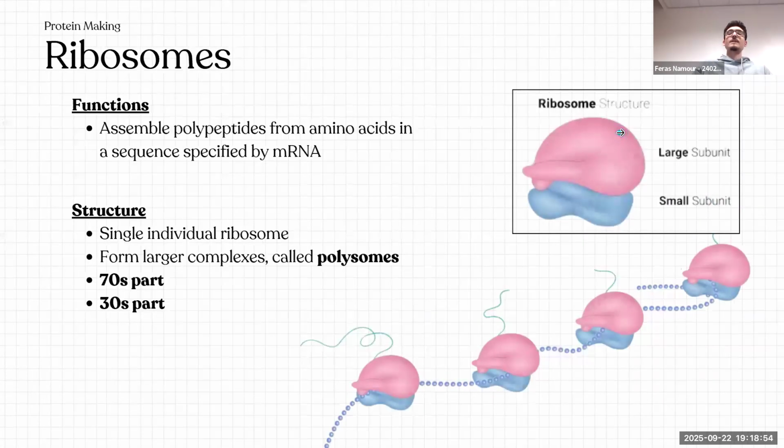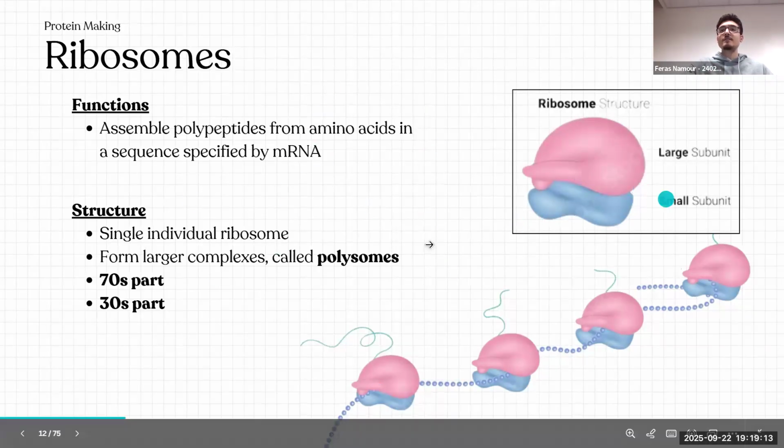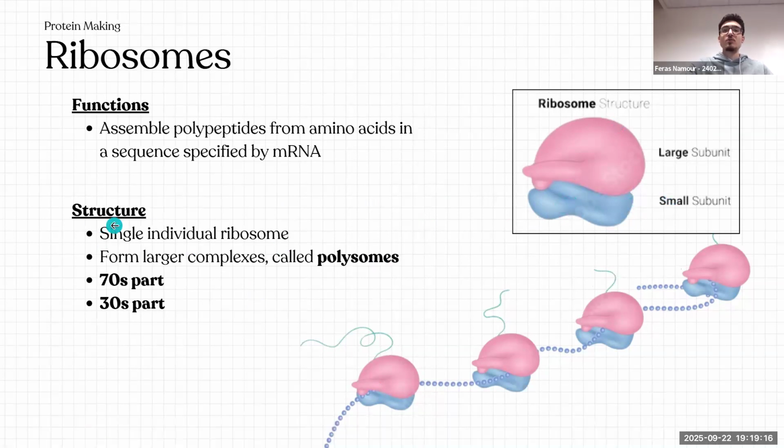Now, before talking about the endoplasmic reticulum, let's briefly discuss ribosomes. Ribosomes are your only non-membrane-bound organelle, and their main function is to assemble your amino acids. So it's the very starting point of protein making, tamam? And it's going to take mRNA and read it through its two subunits. Structure-wise, it's a single individual ribosome, composed of a large subunit, we call that the 70S part, and a smaller subunit, the 30S part. And you're going to discuss this in mole. So for now, we're only concerned about the structure, tamam?